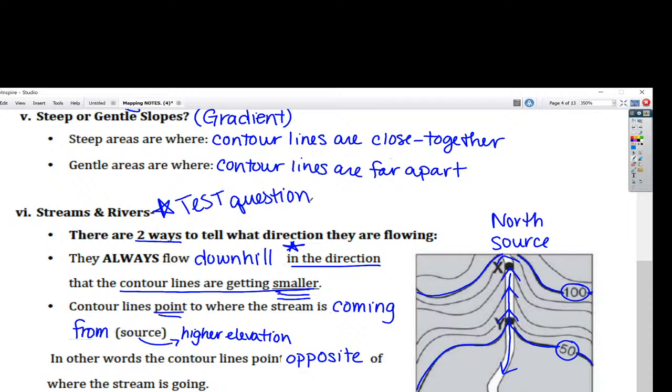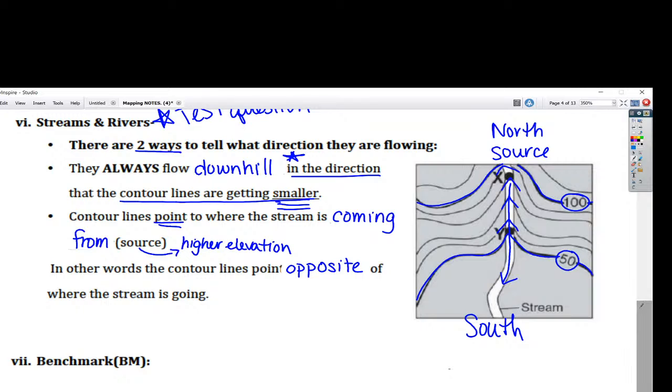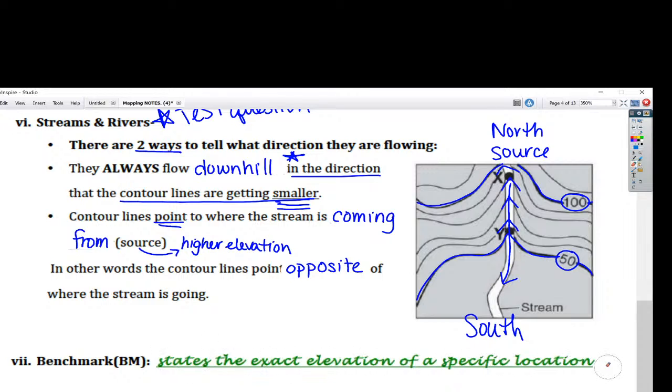One last little thing for today, and then I'll give you your homework and your study guide. A benchmark is sometimes on topographic maps like we see here, but more often than not, I feel like they tell you the contour interval rather than give you a benchmark. The benchmark states the exact elevation of a specific location. There's really nothing else to know about it, but sometimes on a map they'll tell you the benchmark is this, and they use BM.